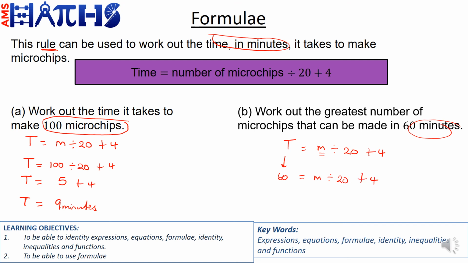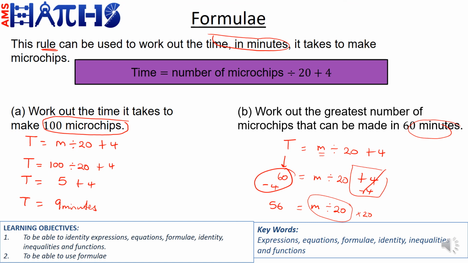Okay. So the first thing we're going to do is to subtract 4 from both sides. And so 60 minus 4 is 56. And then 4 minus 4 is 0. So we're left with M divided by 20. And then we want to find out what number we divide by 20 to get 56. All we have to do is do the inverse of that by multiplying this side by 20.